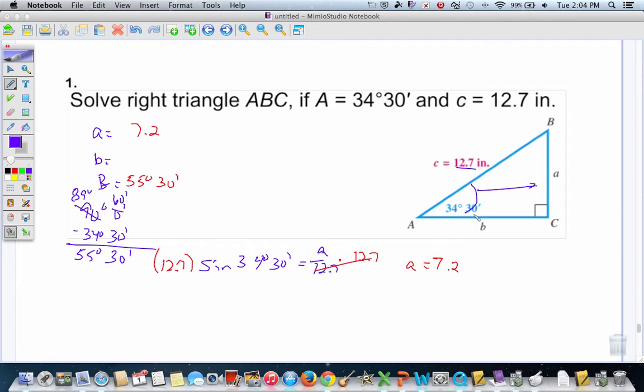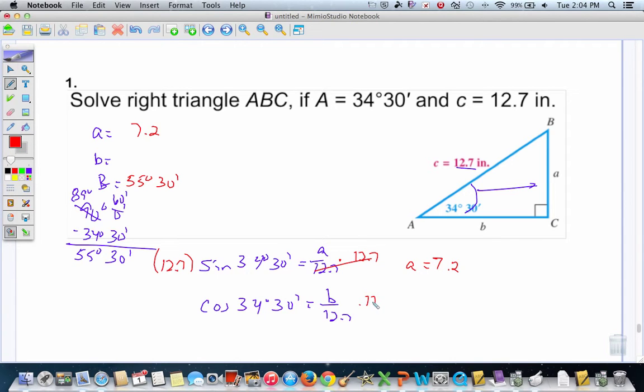We'd repeat the process for B. In this case, we'll use the same information, the hypotenuse of 12.7 and the angle. We want to use the given information as much as possible because you already saw that we rounded the 7.2, so we don't want to use that. We might create a larger rounding error. So in this case, we have adjacent and hypotenuse. So the cosine of 34 degrees and 30 minutes is going to equal B over 12.7.